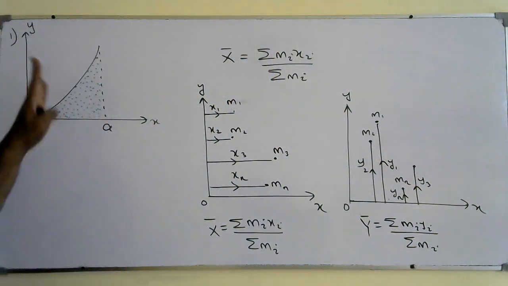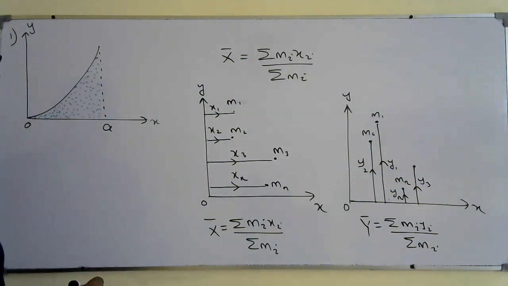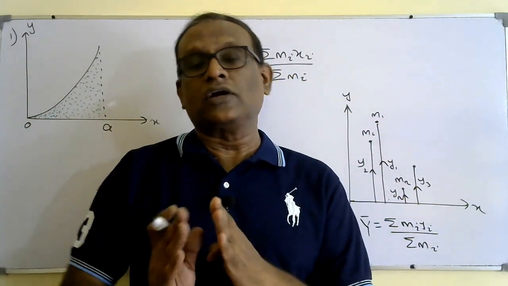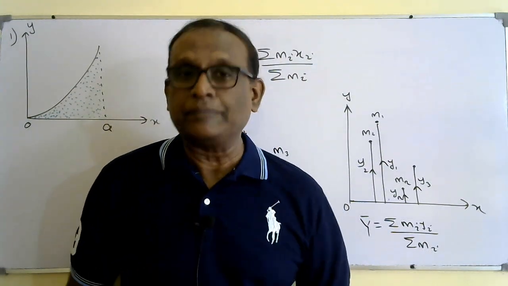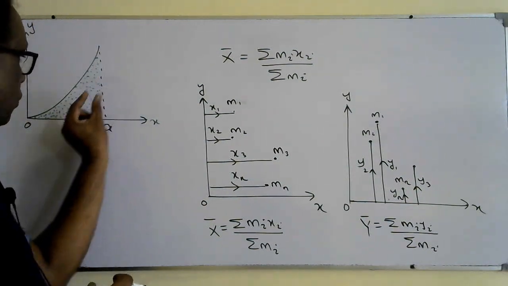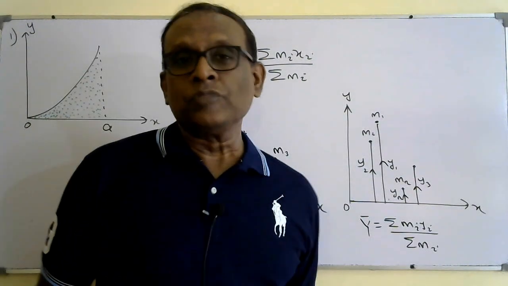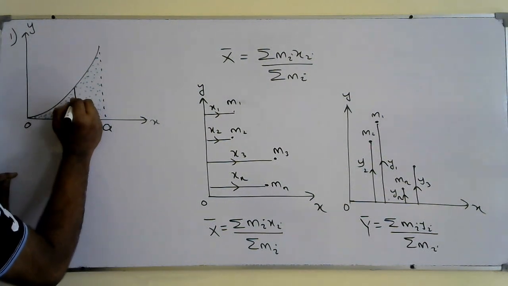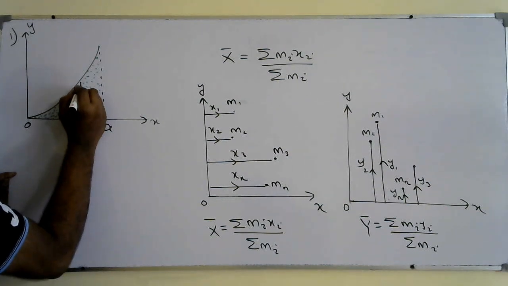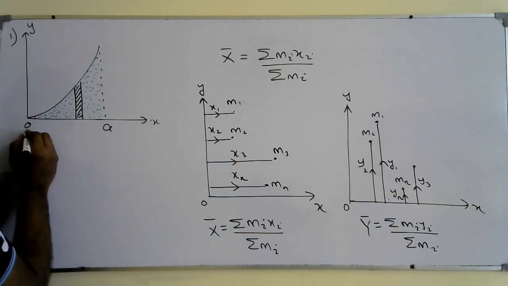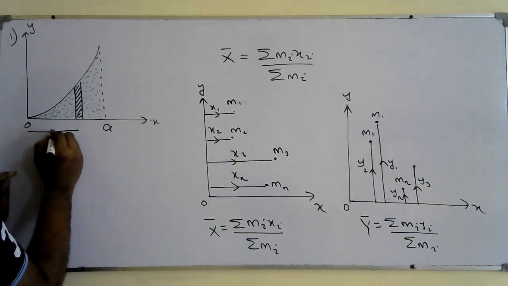So in the given shape, the lamina, I need to find the smallest shape that could fill the whole area here. I already told several times, smallest shape that could fill the whole area, not volume, area. So normally we consider a small rectangular strip, something like this. I imagine a small thin rectangular strip like this. Its distance from the origin is x.